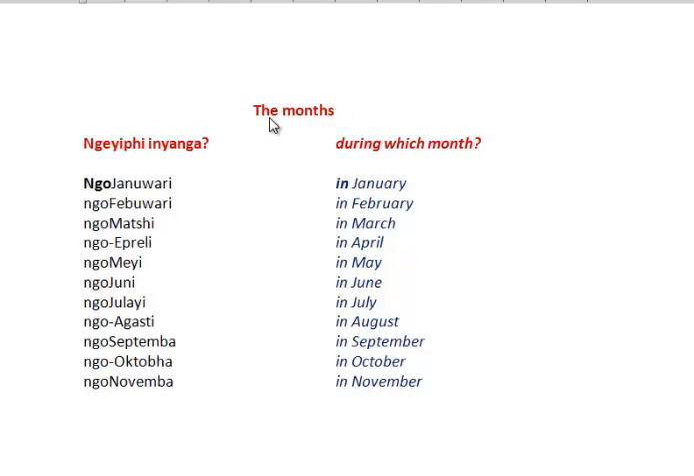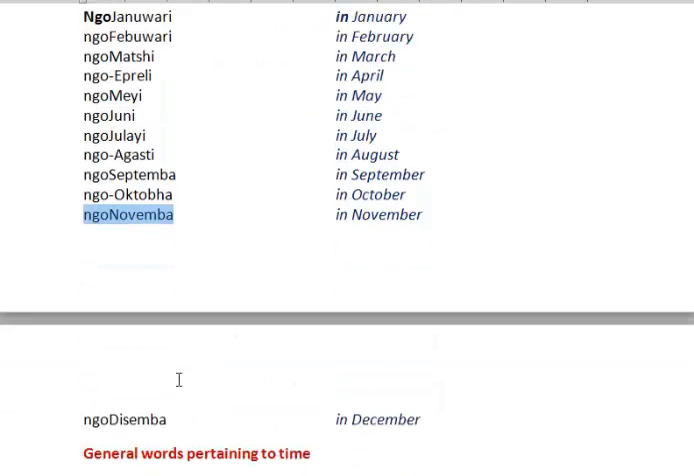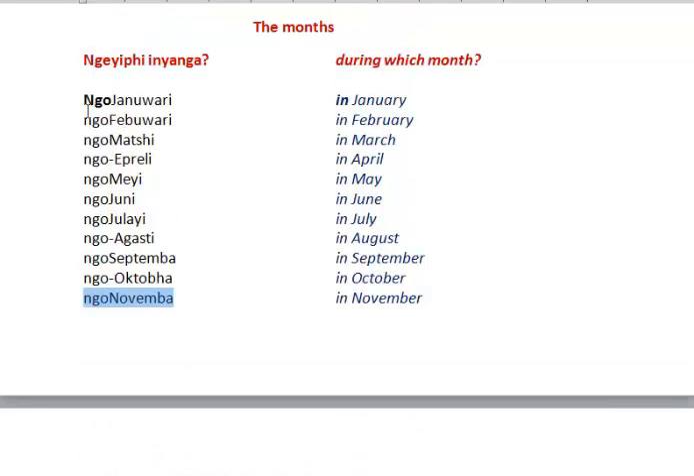The months are pretty straightforward. So Ngeyiphi inyanga, during which month does it happen? Ngo January, ngo February, ngo March, ngo April, ngo May, ngo June, ngo July, ngo August, ngo September, ngo October, ngo November, and ngo December. So, pretty straightforward. Ngo preceding the month, and all that has happened is that the spelling has been adapted to the orthography of isiXhosa.